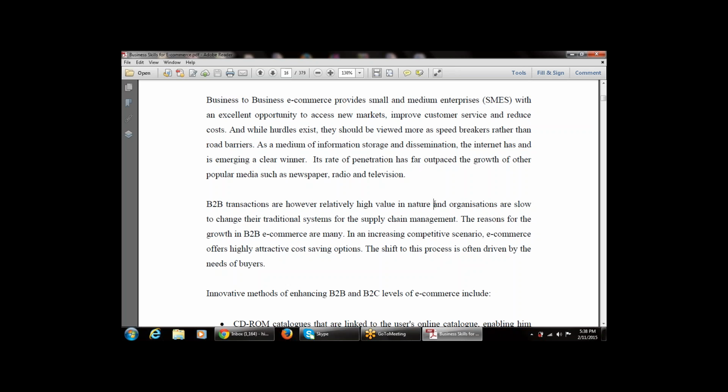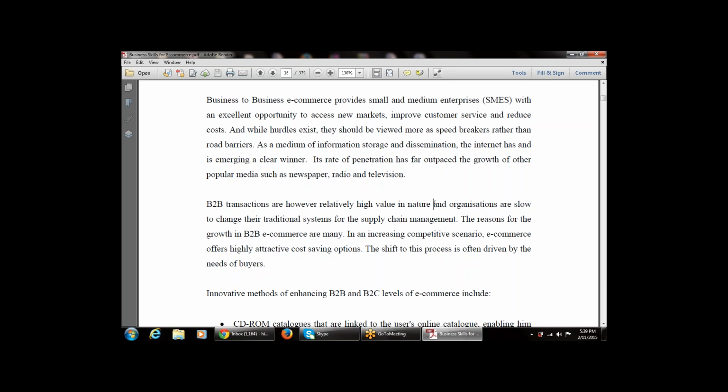The reasons for the growth in B2B e-commerce are many. What are the reasons for the growth in B2B e-commerce? There are so many reasons available. In an increasingly competitive scenario, e-commerce offers highly attractive cost saving options, that is saving the cost and increasing the profits.